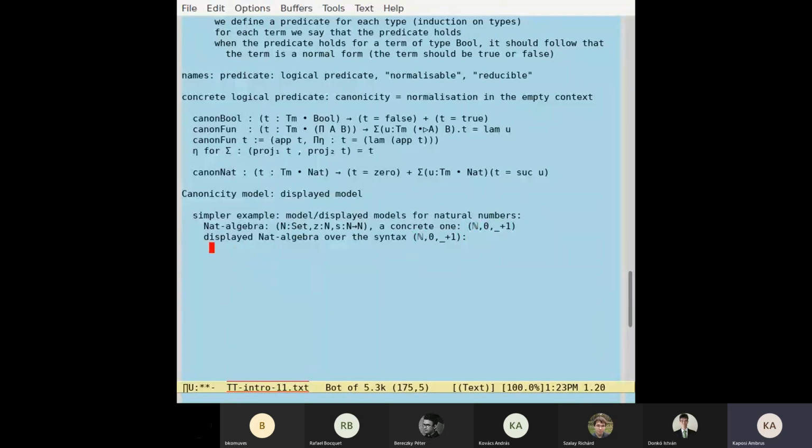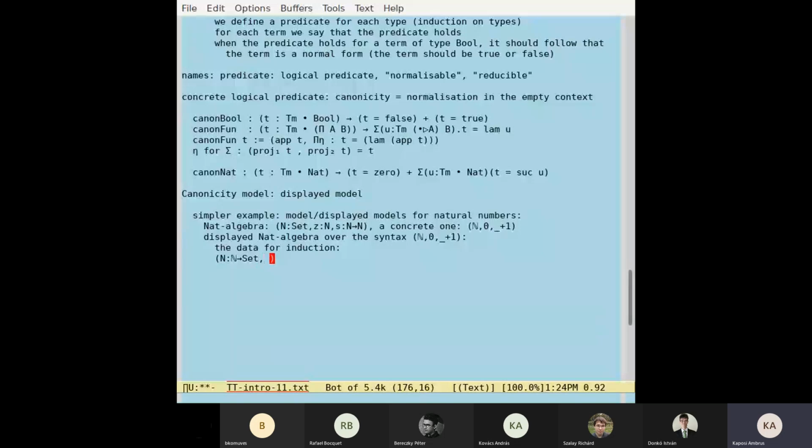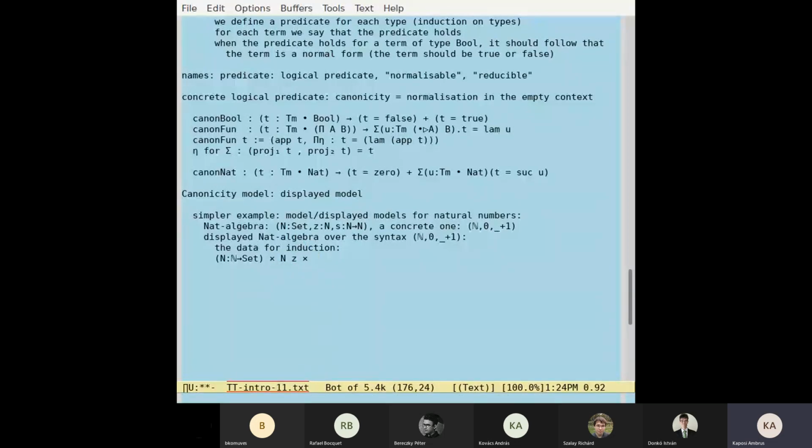It is the data for induction that we need if we want to do induction. So we have an N, which is a predicate on syntactic natural numbers. Then this predicate holds for 0, that's the base case, and then we have the inductive case: for any natural number, if the predicate holds for that natural number, then it holds for the number which is 1 greater than the natural number, right?